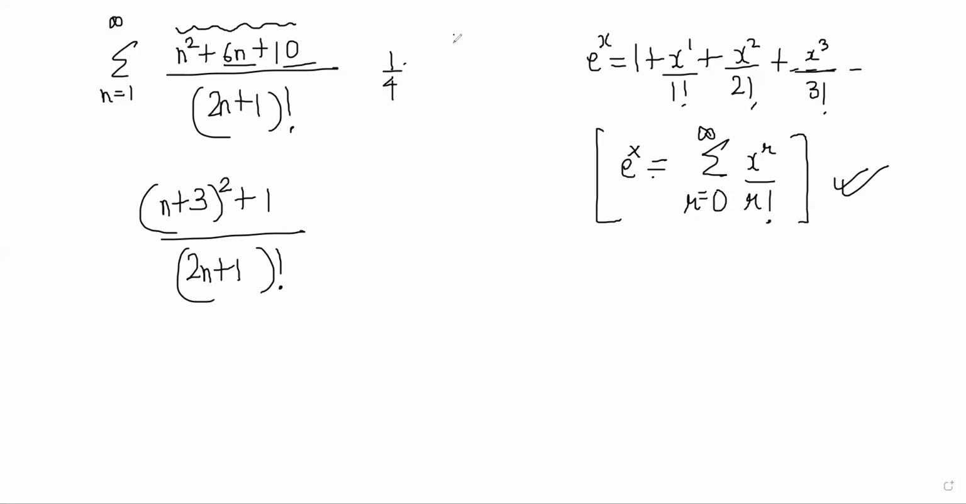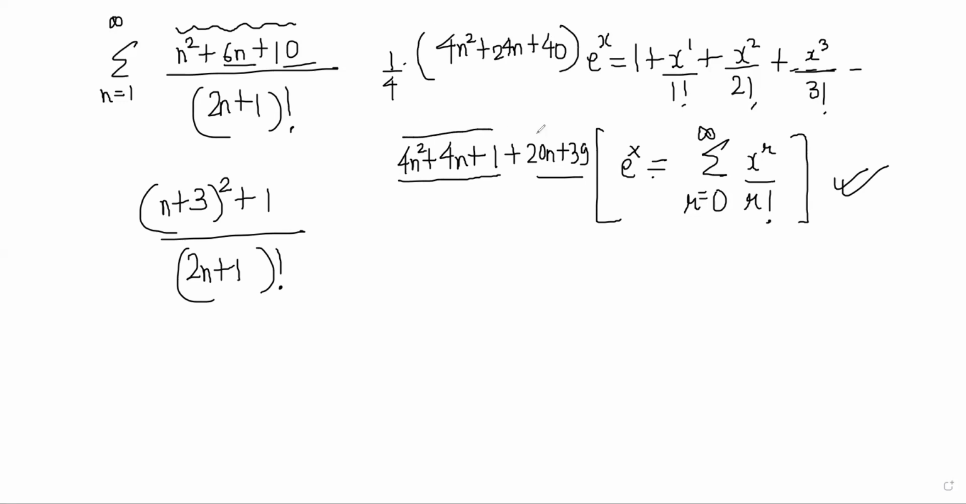If I do a 1 by 4 and 4n squared plus 24n plus 40, out of which I can take 4n squared plus 4n plus 1, what will be left is 20n plus 39, right? What am I doing? I put a 1 by 4, multiply it by 4 and split it like this. Why am I doing it? Because here it will become 2n plus 1 whole square, plus you can write this as 20n plus 10, so 2n plus 1 common, and plus 29, right?